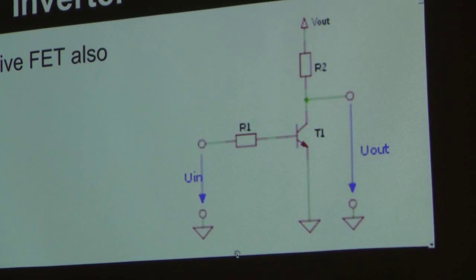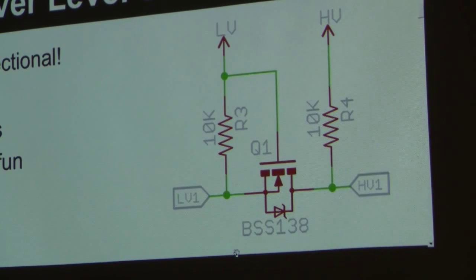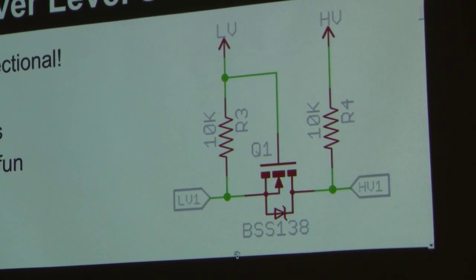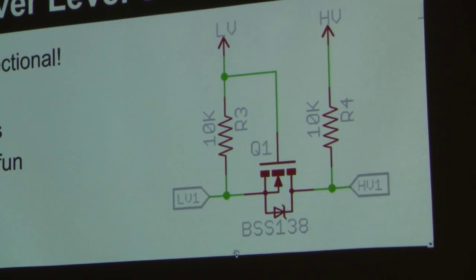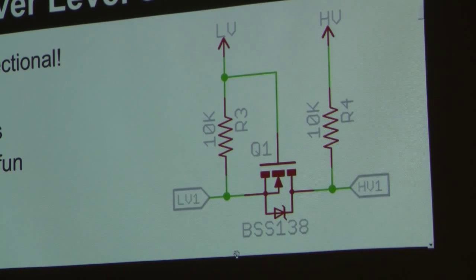Got a cool circuit that's a little fancier using a MOSFET. Now this is a very clever circuit because this one is actually bidirectional. It goes both ways. Let me explain how it works. It's actually 2 different circuits.